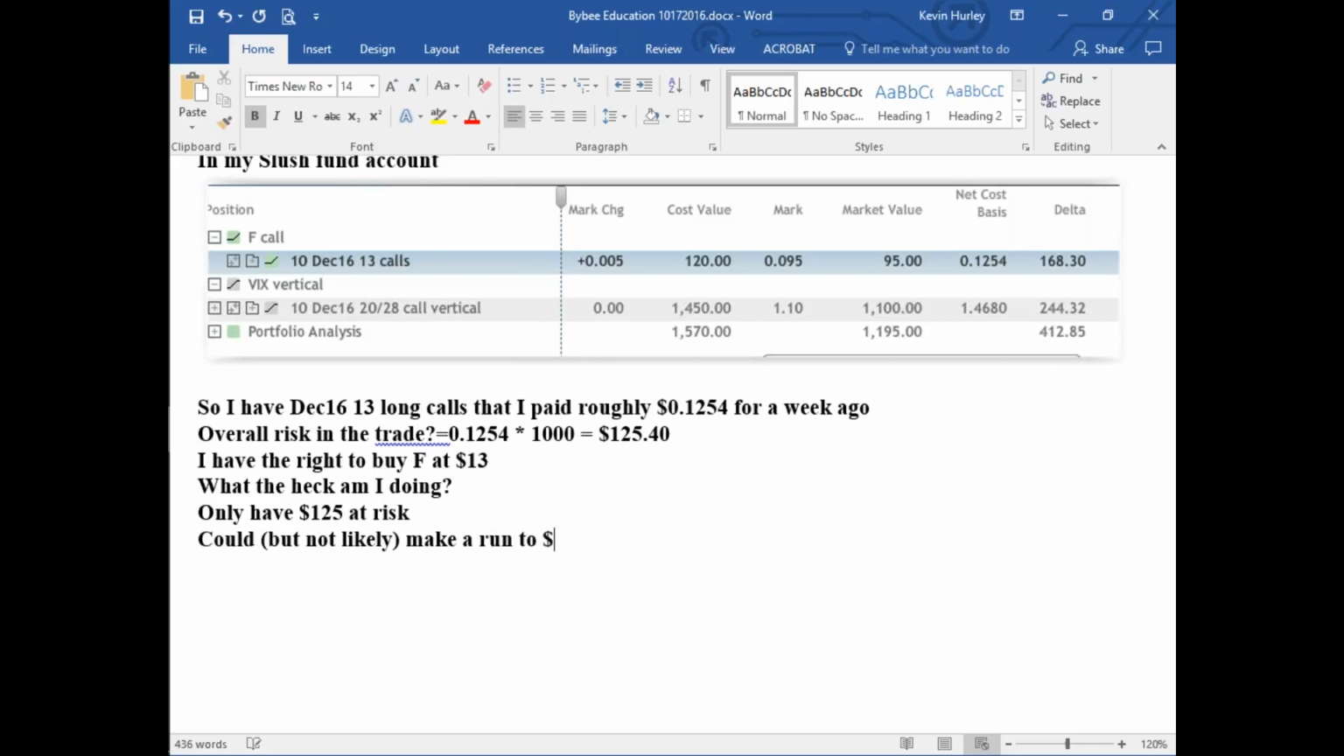Make a run to 14, which means $1 of profit. Times 1,000 equals a grand return on a $125 investment. What does that turn out to be? I think that's pretty funny. I'm taking a calculator right now. So if I took my 125 bucks divided by 1,000, right? No, it's 1,000 divided by 125, 8. So if I took 1,000 divided by 125 equals an 800% return.